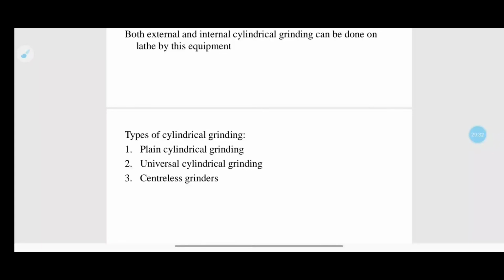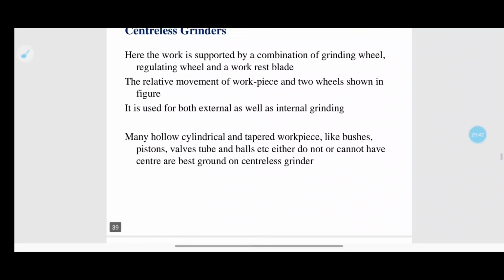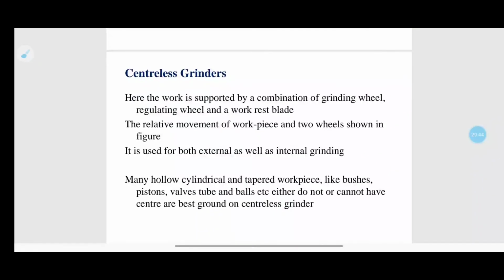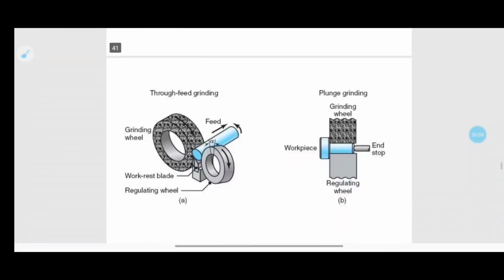Types of cylindrical grinding: one is plain cylindrical grinding, next is universal cylindrical grinding, next is centerless grinders. Centerless grinders. Here the work is supported by a combination of grinding wheel, regulating wheel and a work rest blade. So this is basically a combination of three things: grinding wheel, regulating wheel and a work rest blade. The relative movement of a workpiece on the two wheels is shown in the figure. You see it in the figure.